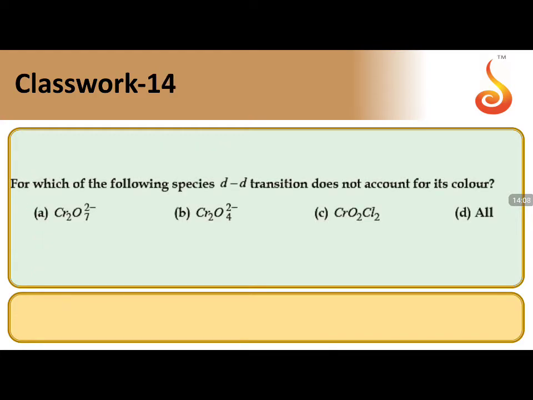Moving to 14th question, d-d transition does not account for. Where you have no unpaired electrons, it does not account for d-d transition. Color is not due to d-d transition. In that case, if you say Cr2O7 2 minus, chromium is in +6 oxidation state. Correct this particular one, children: CrO4 2 minus, not Cr2O4. So I am going to cancel this.